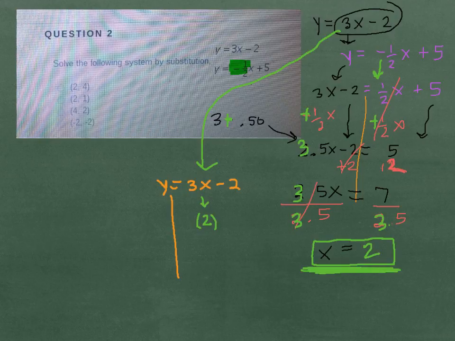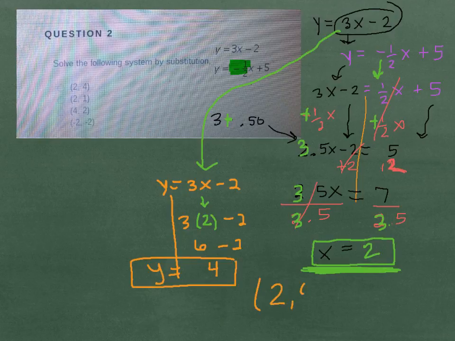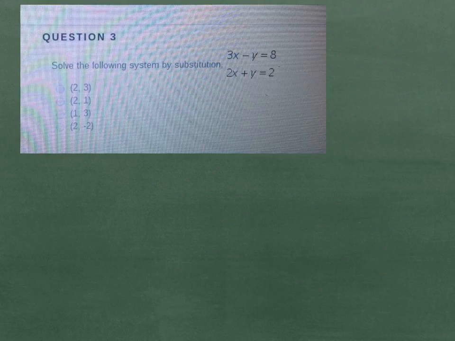Drop your junk and work this out. 3 times 2 is 6. 6 take away 2 is 4. So y equals 4. Who has the answer 2, 4? Who has that answer? The first one has that answer. Okay? Let's move on to question number 3.